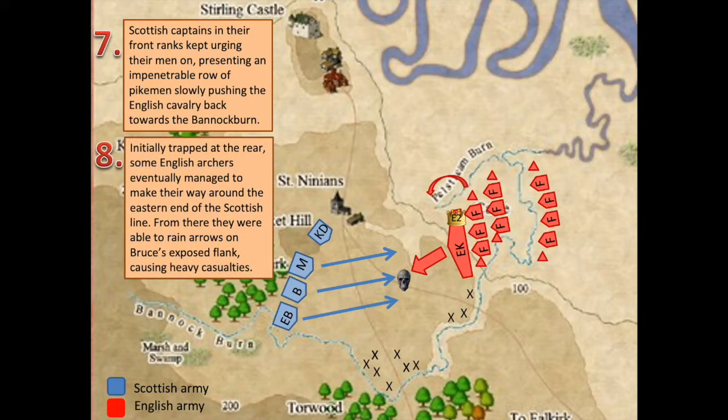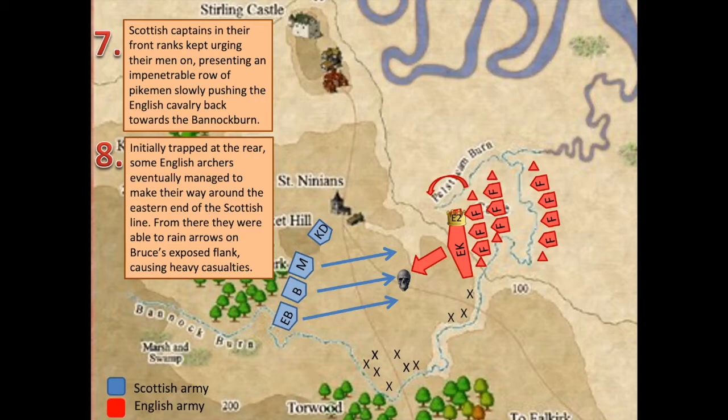So trapped at the rear, some English archers eventually managed to make their way around the eastern end of the Scottish line. From there, and this potentially would be deadly to the Scottish army, they're able to rain arrows down onto Bruce's exposed flank. This would cause heavy casualties amongst the tightly packed spearmen.